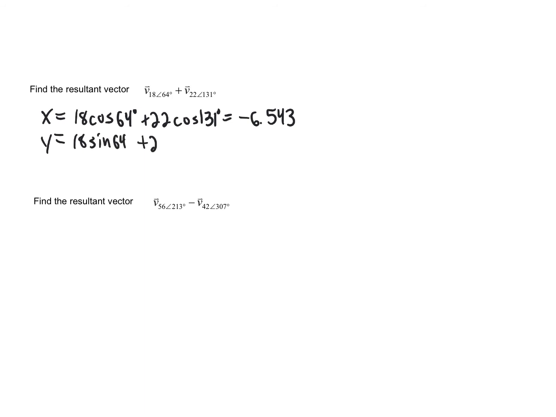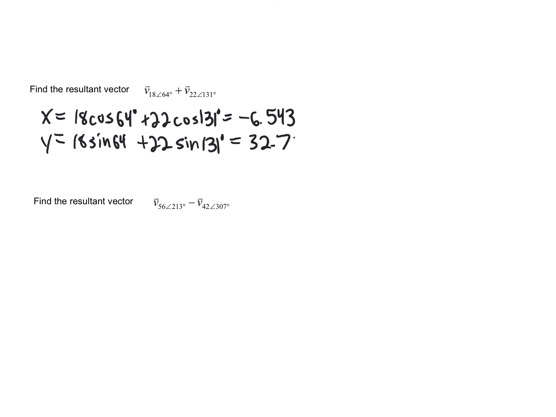Adding and subtracting vectors in polar form is a little bit more complicated. You could draw them out, make a triangle, and use sine law and cosine law, or we already know from complex numbers that you can do all this using the components. So x is going to be made up of the components of each, so 18 cos 64 and 22 cos 131, which gives us negative 6.543.